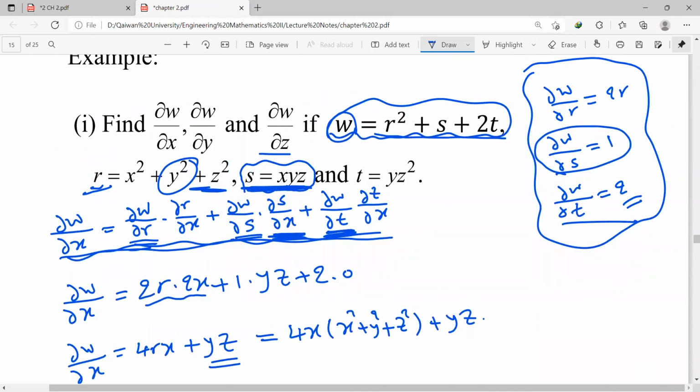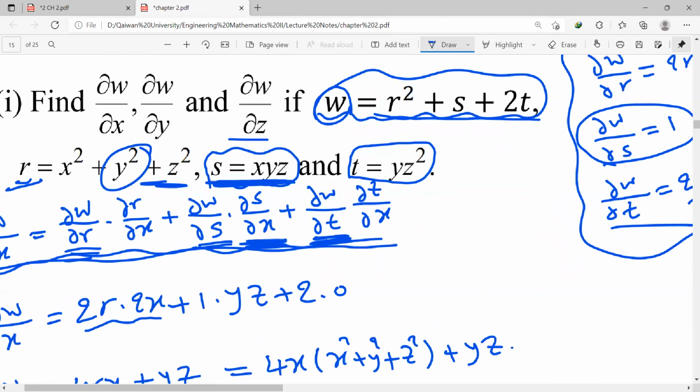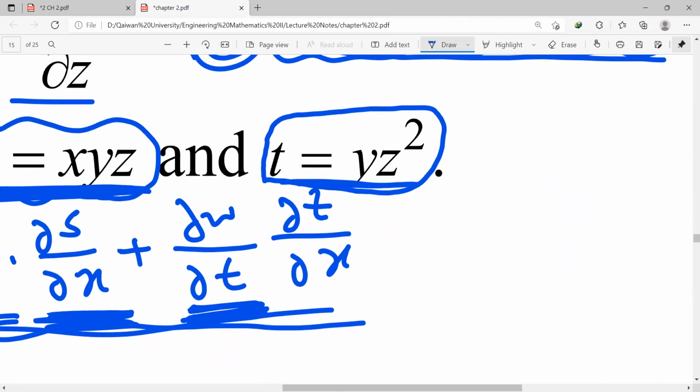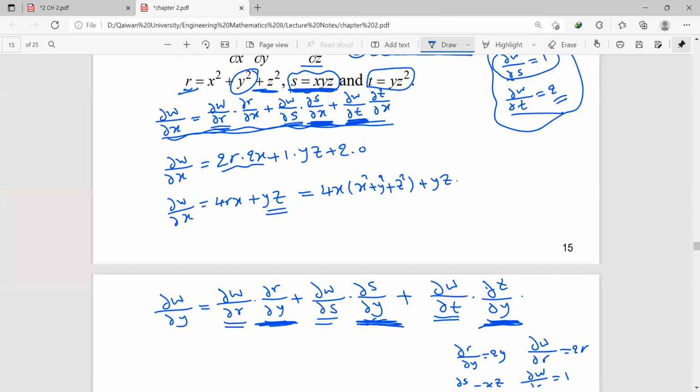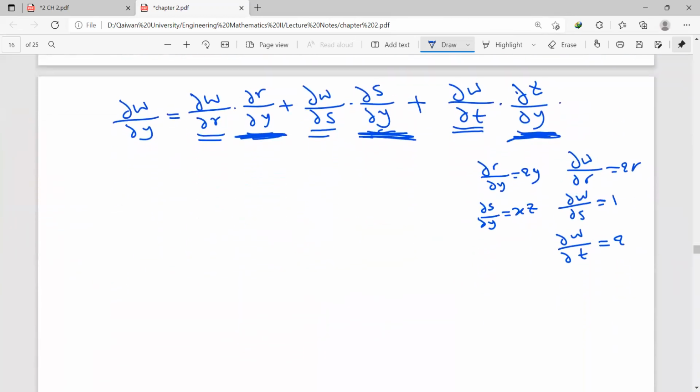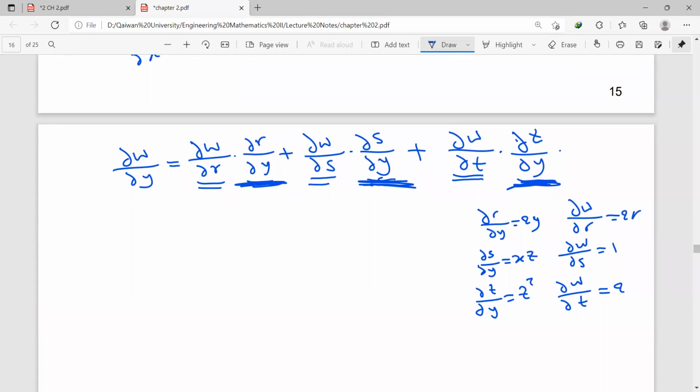And then partial t by partial y. That equals what? It's z squared, is it? Yeah. The derivative of this function with respect to y, it's only z squared. Look, this becomes 1 and it's a constant. We just write down the same. So partial t by partial y equals z squared. Let's replace these into the formula above. So partial w by partial y equals.